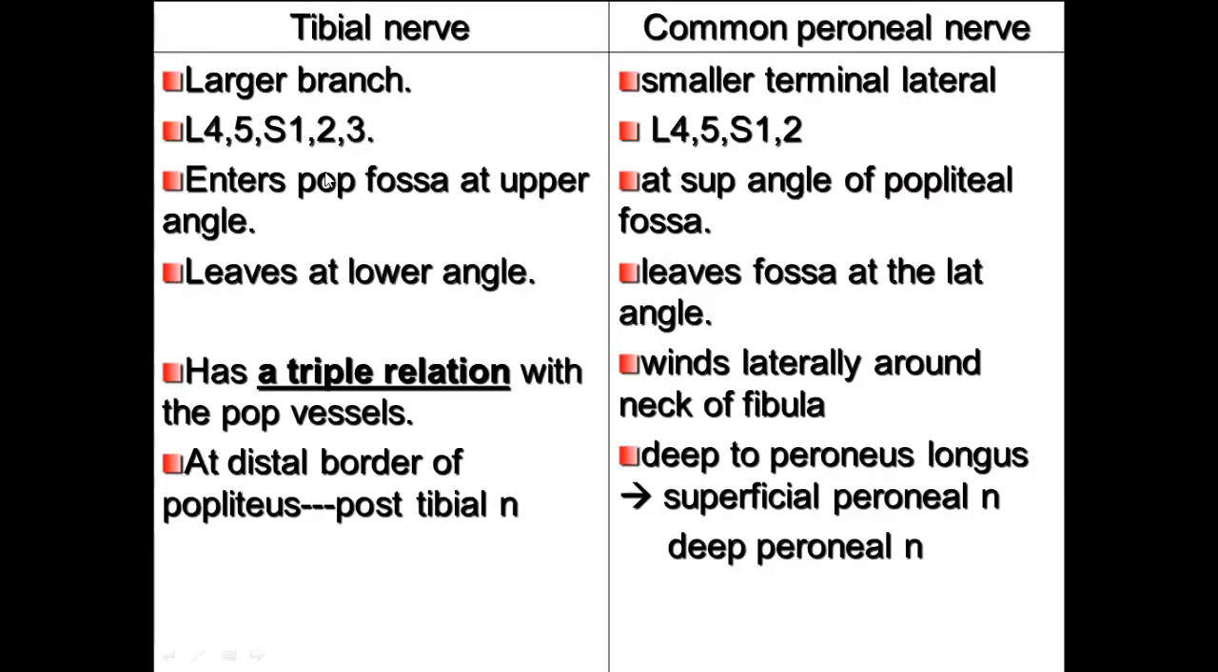Okay, so this is a small difference we see here. The tibial nerve is the larger branch of the sciatic nerve, and the common peroneal is a smaller branch. The tibial nerve enters the popliteal fossa at the upper angle. The common peroneal nerve also enters at the superior angle of the popliteal fossa, but leaves at the lower angle. There's nothing to remember here.